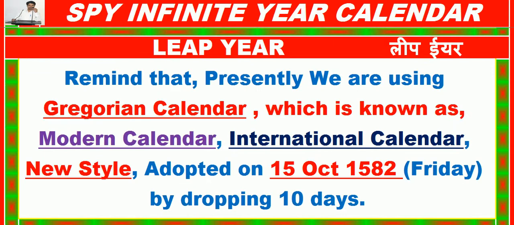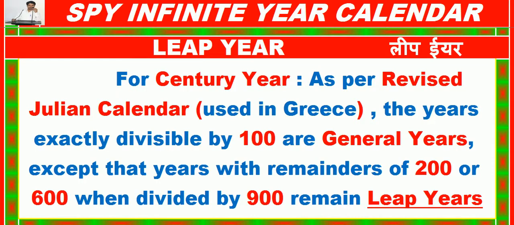Remember that presently we are using the Gregorian calendar, which is known as modern calendar, international calendar, new style, adopted on October 15, 1582, Friday, by dropping 10 days. For century years, as per the revised Julian calendar used in Greece, the years exactly divisible by 100 are general years, except that years with remainders of 200 or 600 when divided by 900 remain leap years.